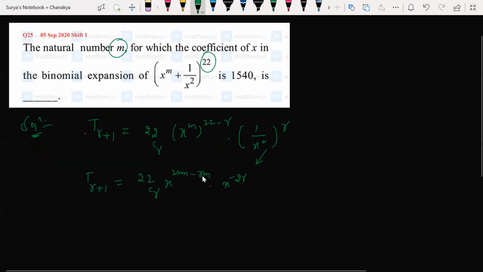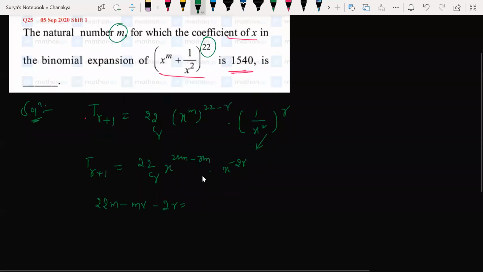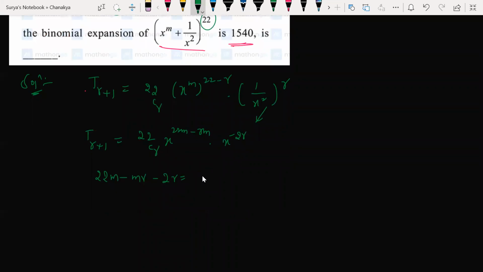So here, if I observe, the natural number m for which the coefficient of x in the binomial expansion is 1540. Okay. So 22m minus rm minus 2r is equal to what? The coefficient of x, yes, it is 1. Correct? It is equal to 1. So what is r going to be now? The r value is going to be (22m minus 1) whole divided by (m plus 2). How m plus 2? I'm taking r common here. Okay, directly I'm writing it down.